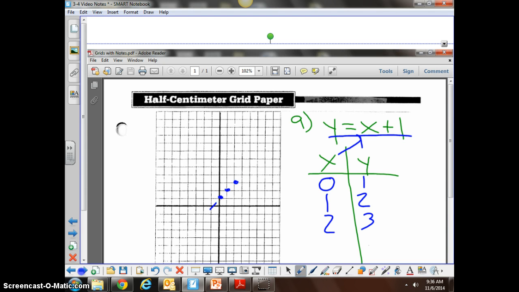You see a pattern. Try to draw a straight line as best you can. And we got ourselves a nice graph that looks like it's just simply a straight line. We'll come back to this one in a second.